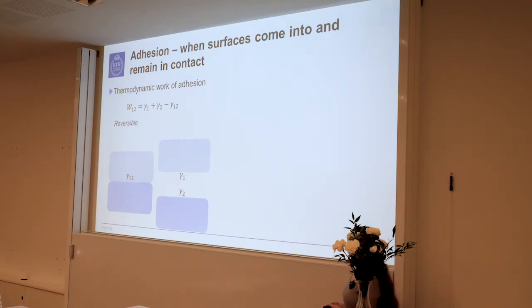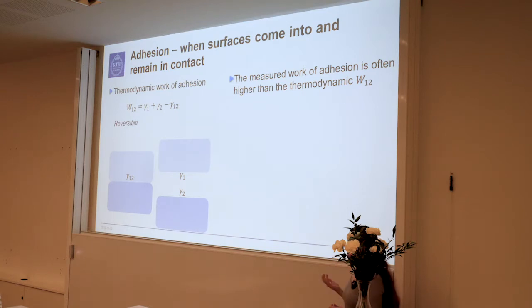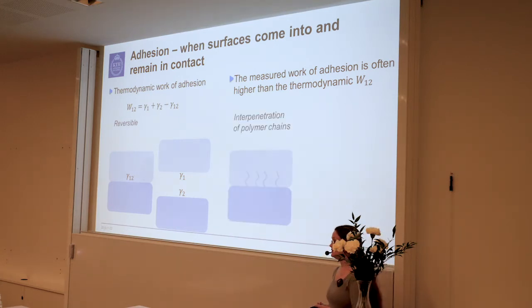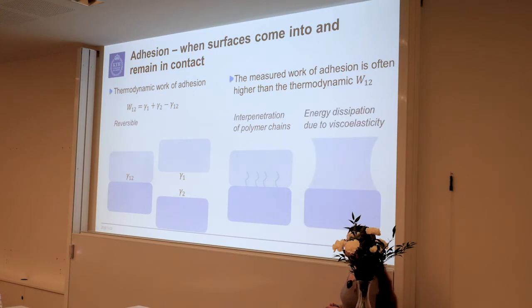This is provided that this process of forming the interface and then separating it again, forming the two free surfaces, is fully reversible. Very often when you measure adhesion, you will encounter values which are higher than the thermodynamic work of adhesion. For polymeric interfaces, two common reasons are either, or maybe a combination of, interpenetration of the polymer chains, and energy dissipation due to viscoelasticity.